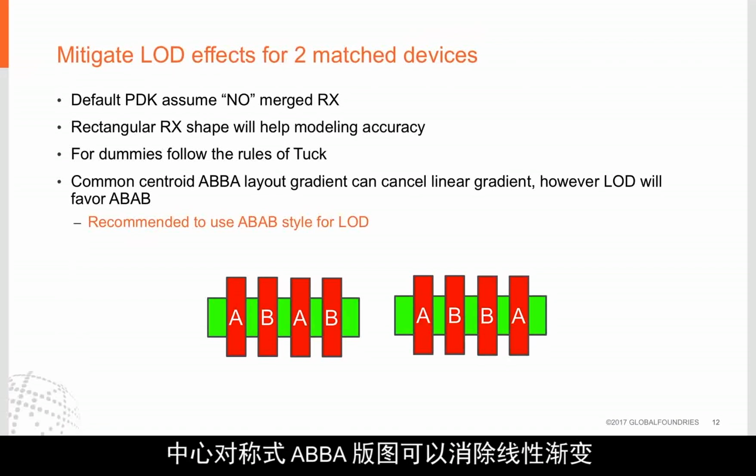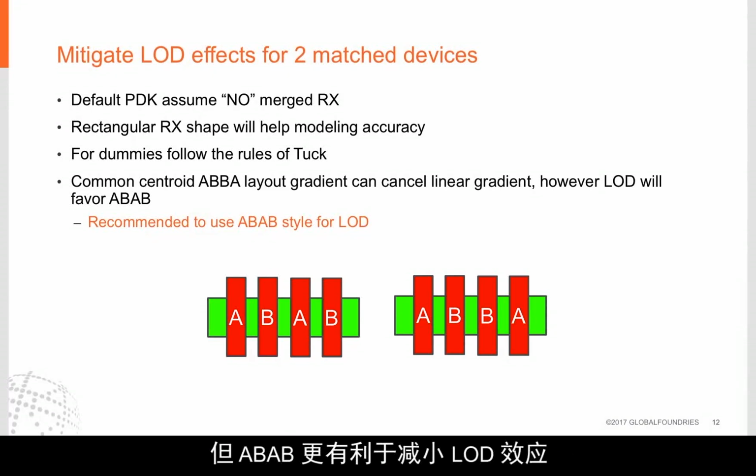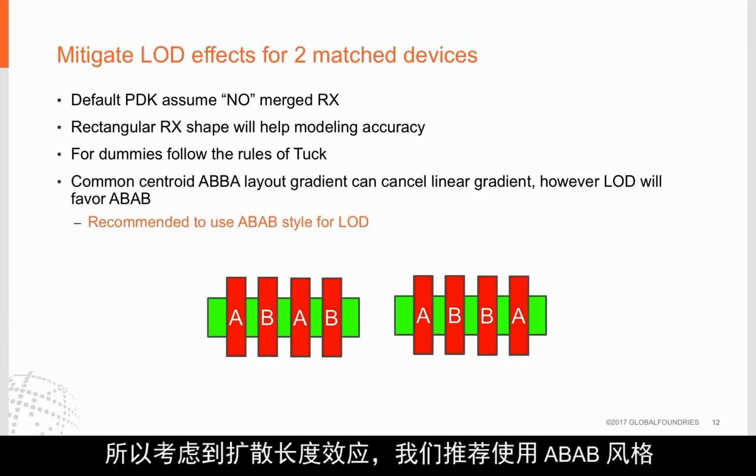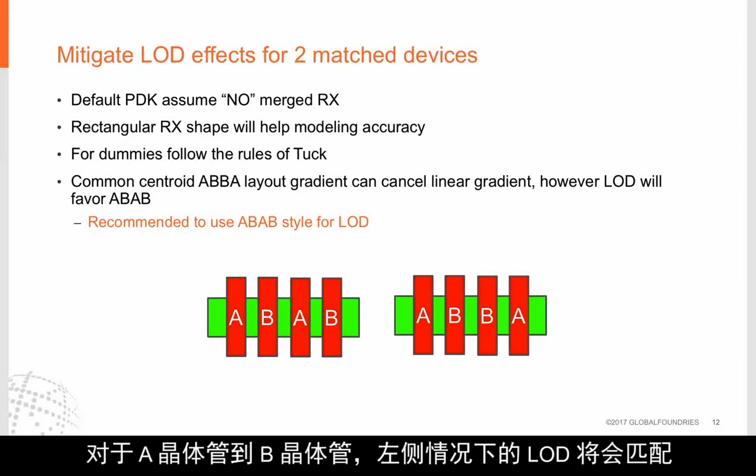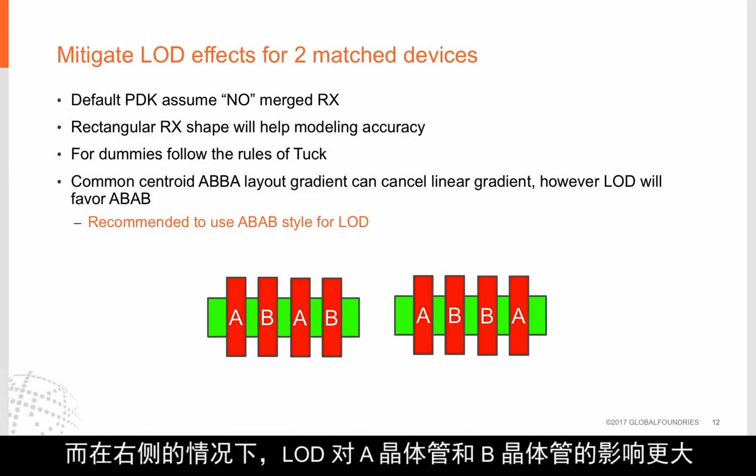Common centroid ABBA layout can cancel the linear gradient, but the LOD effect favors ABAB. So we recommend using the ABAB style for length of diffusion effect. The reason behind this is fairly clear. The LOD in the case on the left will match for the A transistors to the B transistors, whereas in the case on the right, the LOD will have more of an effect on the A transistors than the B transistors.